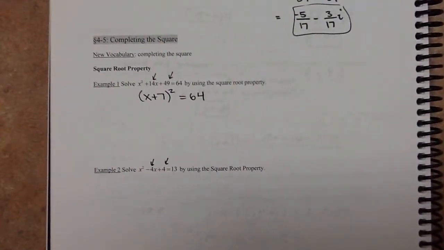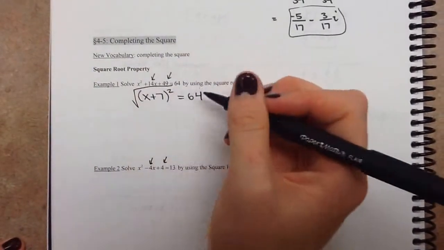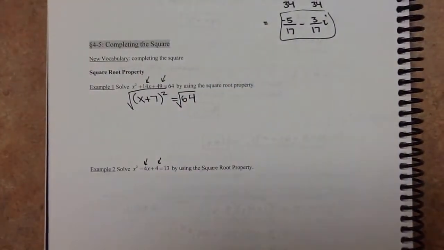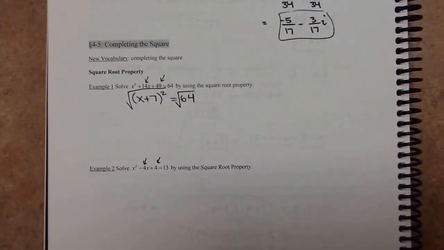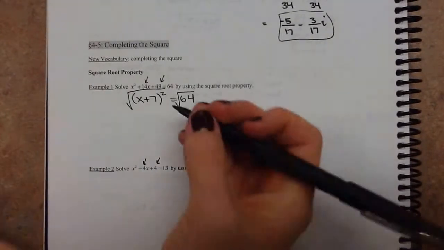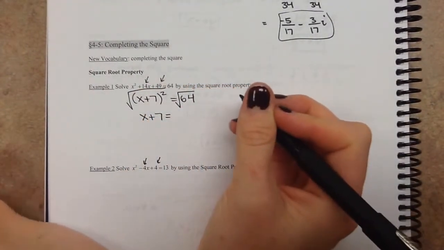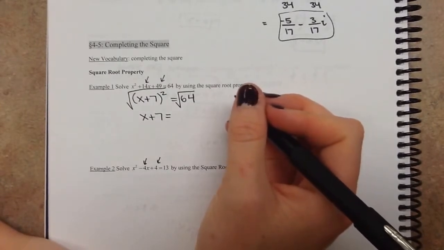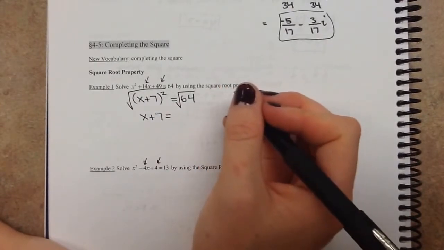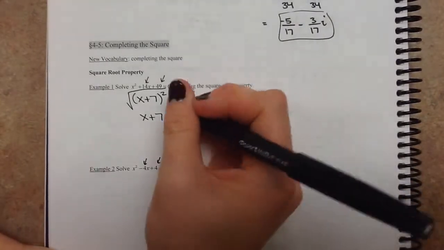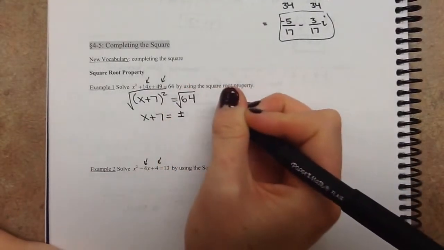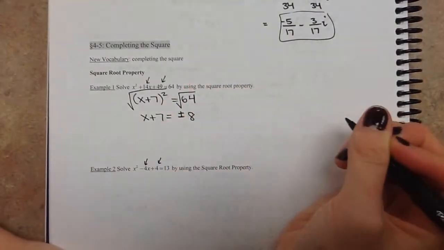Then the square root property tells us from here to try to get the x by itself, I can take the square root of both sides. So when I take the square root of the left, the squared and the square root cancel each other out, and I just have an x plus 7 left. And then on the right-hand side, do not forget your plus or minus. That is a vital part of the right-hand side because you're supposed to come up with 2 answers. So we have plus or minus, and then the square root of 64 is 8.